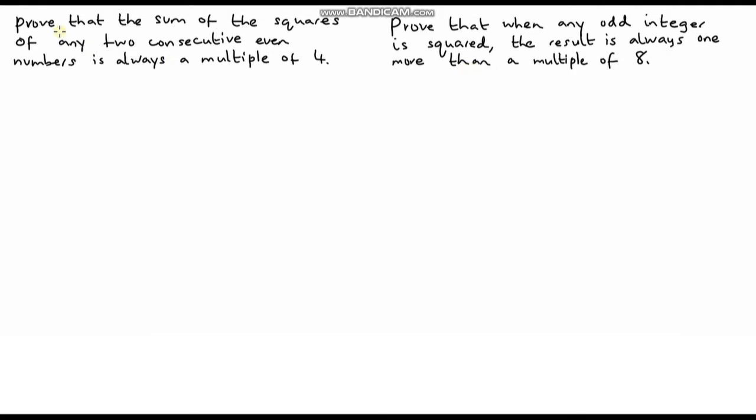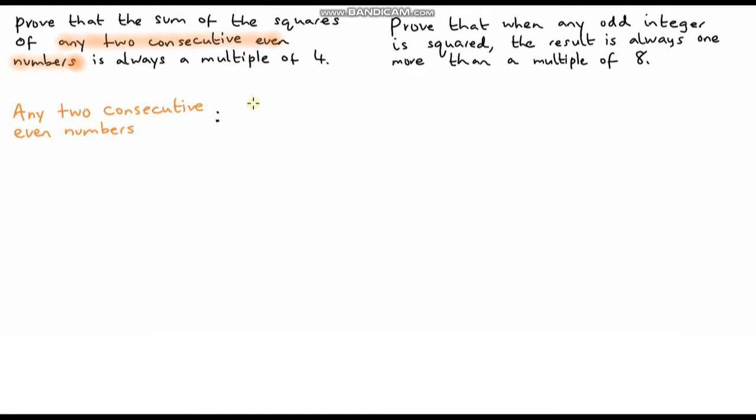So the first one says prove that the sum of the squares of any two consecutive even numbers is always a multiple of 4. Now again, it's quite long-winded, so let's break this down. So first of all, let's have a look at any two consecutive even numbers. Now hopefully after watching one of my previous videos on this topic, you know how to write down two consecutive even numbers. And the key thing to recognise is that any even number is always a multiple of 2.